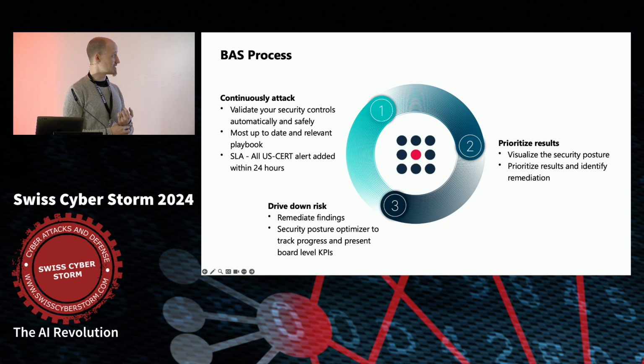Then the next step is we check the results and you prioritize, so you can start with the remediation. You can start improving your detection. You can start improving maybe your use cases or your hardening policy. And with that, you drive down your risk. And then rinse and repeat.